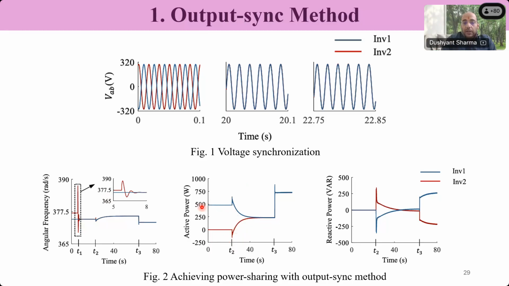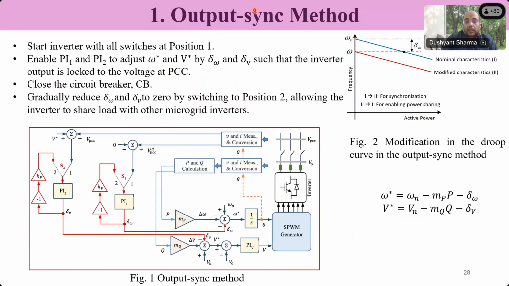So this is how the synchronization is achieved. So why is it named output sync? Because the output voltages are synchronized. VPCC and VO, these voltages are synchronized.